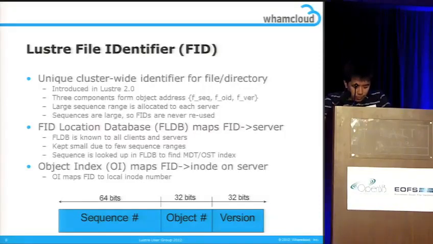Since each target just got a very big range of sequences, the FLDB is actually very short. The entry count is probably about equal to the MDT count plus the OST count right now. And there's also an object index table on each server, actually on each target. So on the server side, when they get the request, they can get the real inode from the FID.